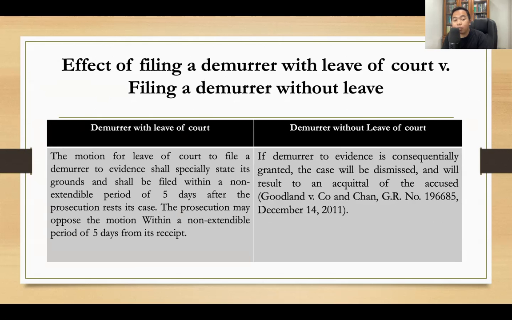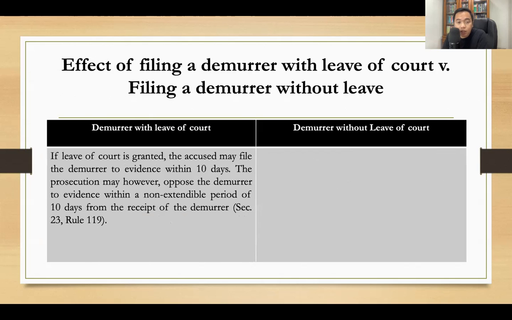Actually, class, under the continuous trial, after the prosecution has rested its case, the accused shall orally move for demurrer to evidence or motion for leave of court to file demurrer to evidence. There is no more filing of written pleading or written motion. After termination of the presentation of evidence of the prosecution, the accused can move orally or verbally for demurrer to evidence. Okay.